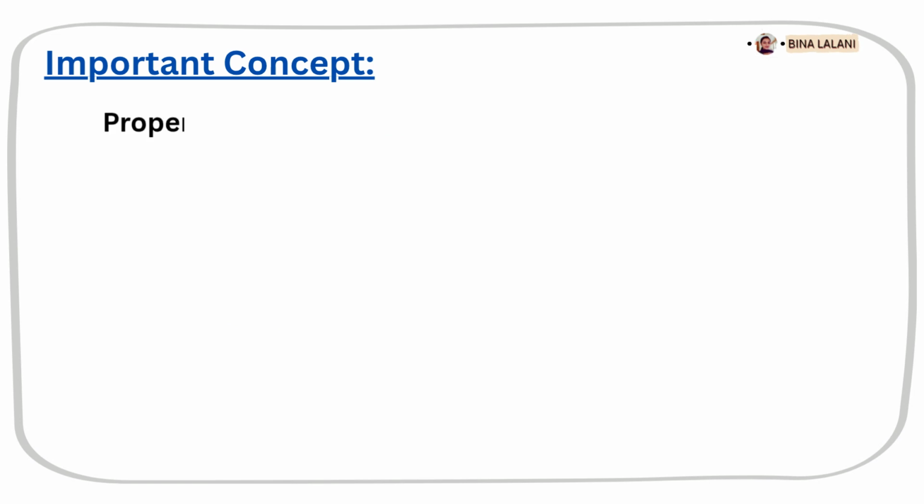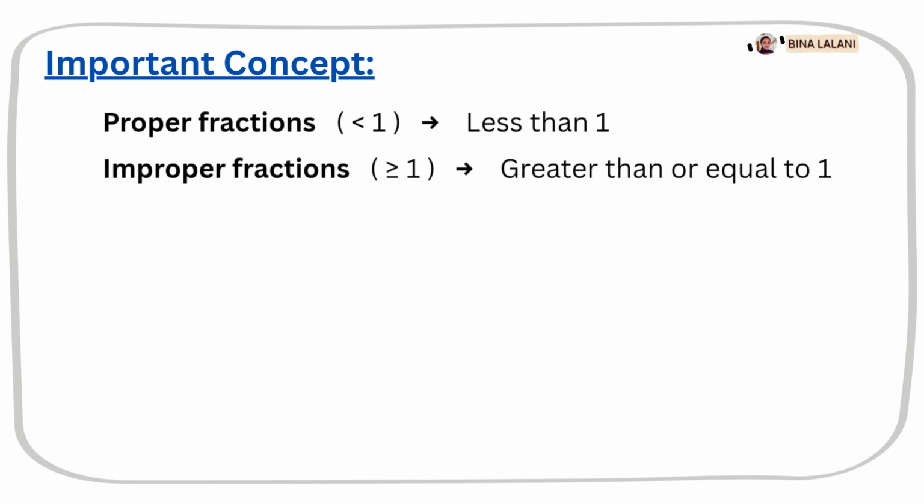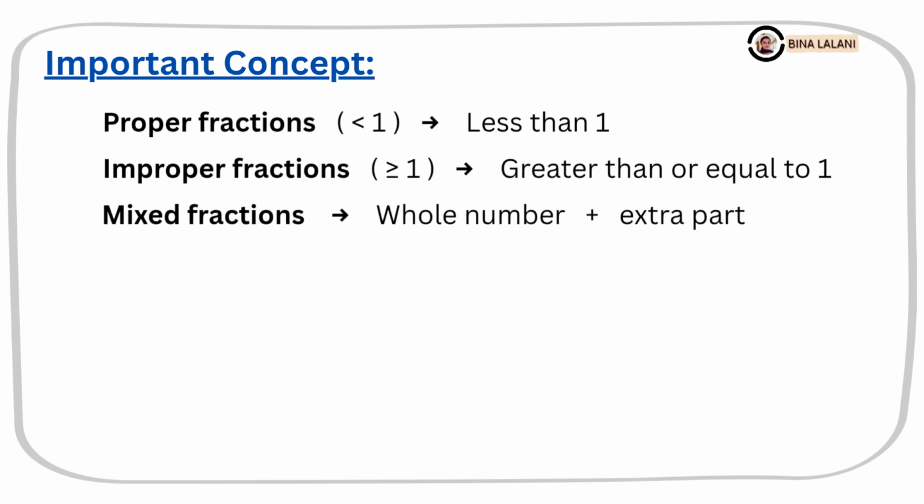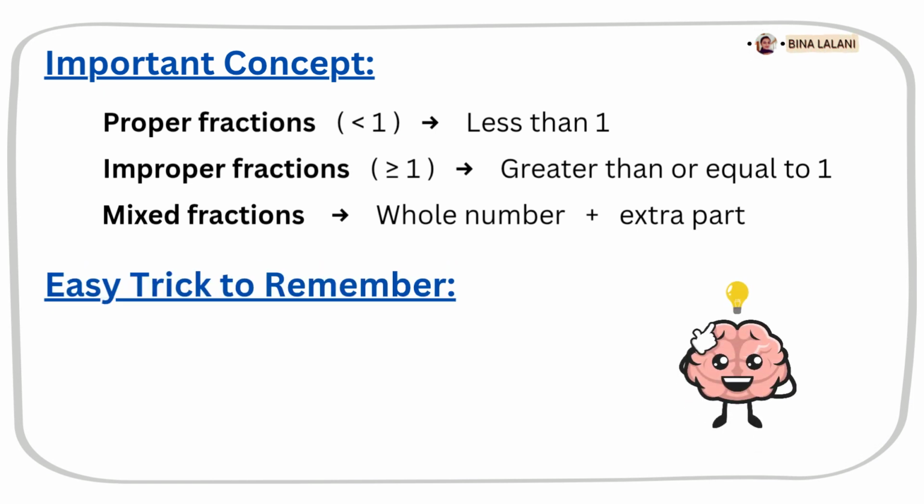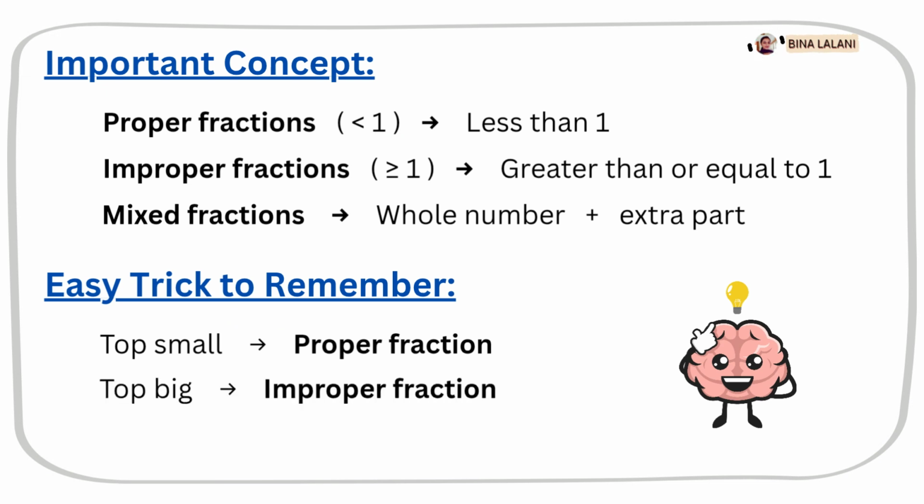Important concept. Proper fractions are always less than 1. Improper fractions are always greater than or equal to 1. Mixed fractions show how many wholes plus extra part. Easy trick to remember. Top small, it's proper fraction. Top big, it's improper fraction. Whole plus part, it's mixed fraction. Today, you learned about the types of fractions.